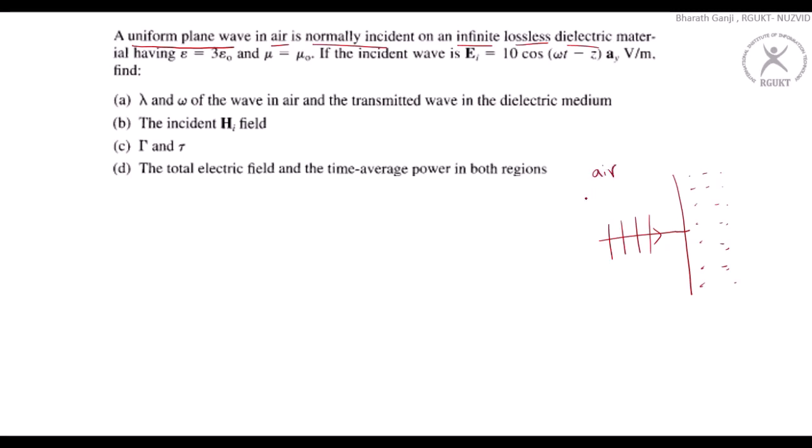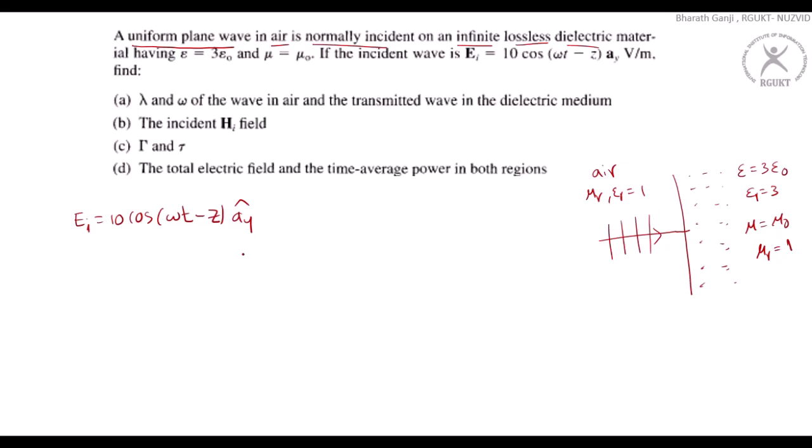In air we assume that mu r and epsilon r are equal to 1. In the dielectric, epsilon is given as 3 times epsilon naught, implying epsilon r equals 3, and mu is equal to mu naught, implying mu r is equal to 1. The incident wave is given as 10 cos of omega t minus z, a y cap.